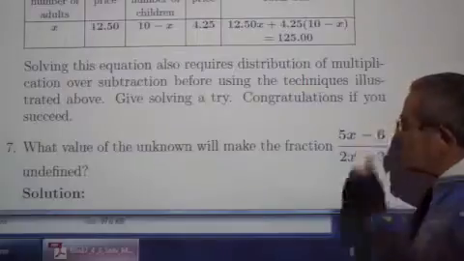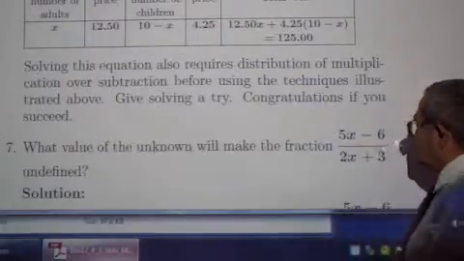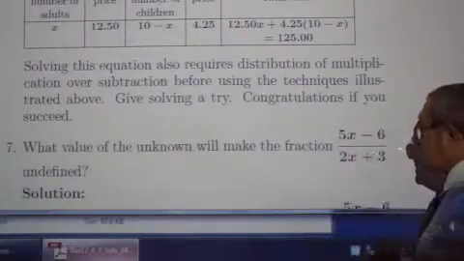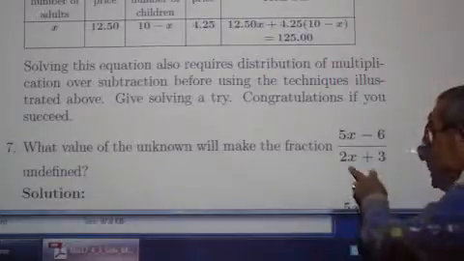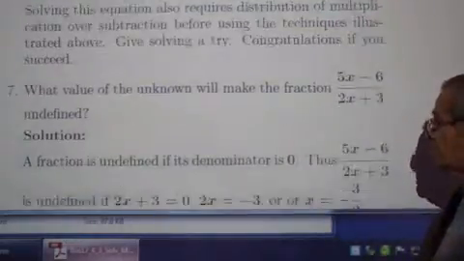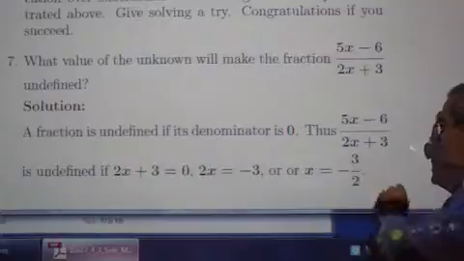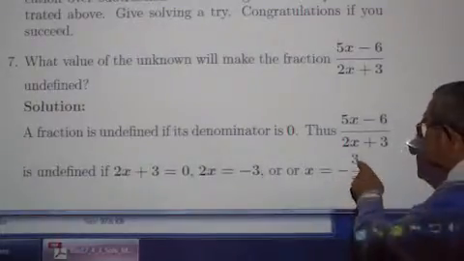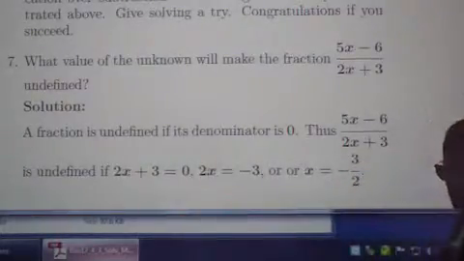In problem 7, what value of the unknown, what value of x will make this fraction undefined? Well, what value will make the denominator 0? 2x plus 6 is 0, or x is negative 3 over 2.